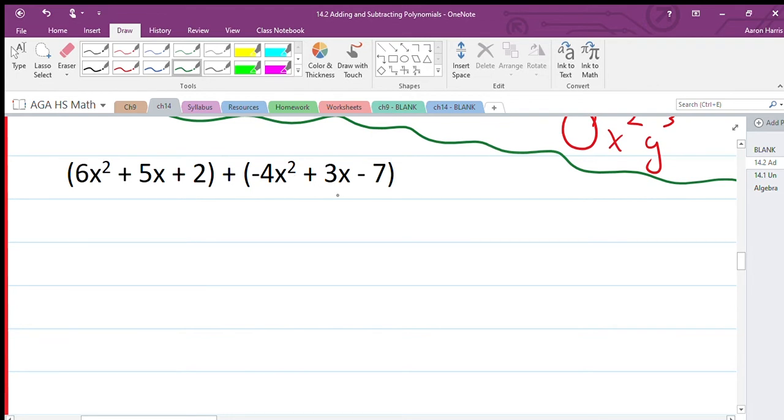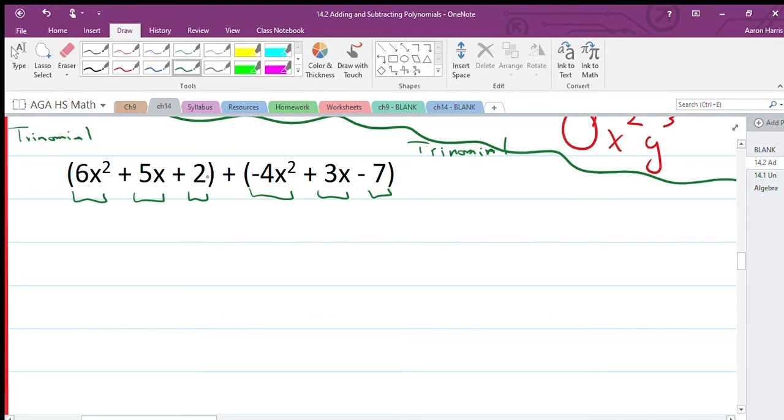Negative 4x squared. Here's an x to the first power. Nope, they're not in the same family, and negative 7 is a constant. So they're good. So we have a polynomial. This one is a trinomial. Just want to reiterate some of the terms we know. This one over here is also a trinomial. Why? Because it has 3 terms. 1, 2, 3. Terms are separated by what? Addition, subtraction. 1, 2, 3. So those are our terms. Cool. All right, so how do we add these things together?